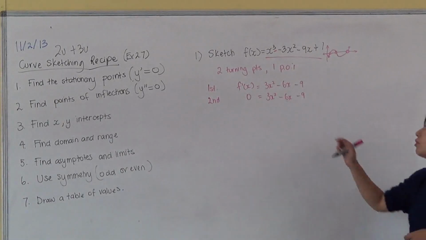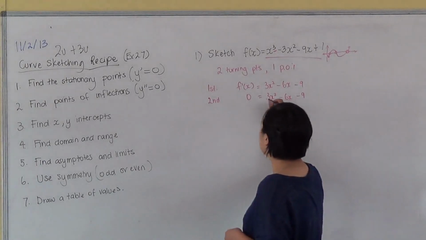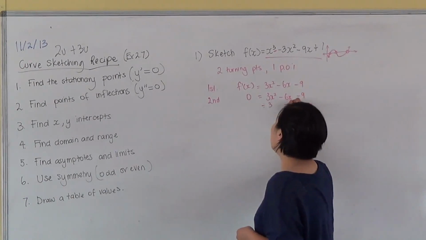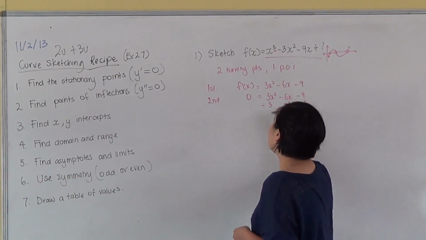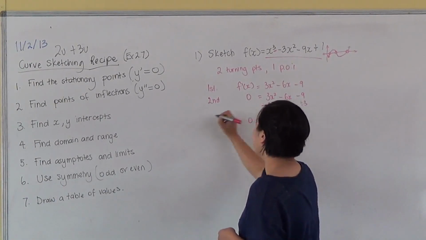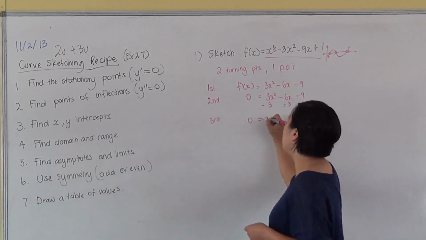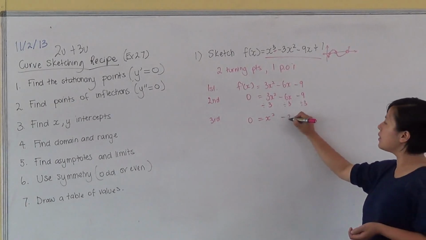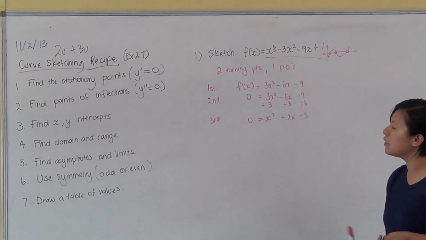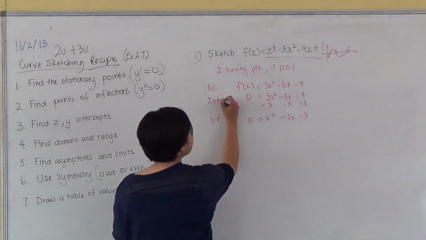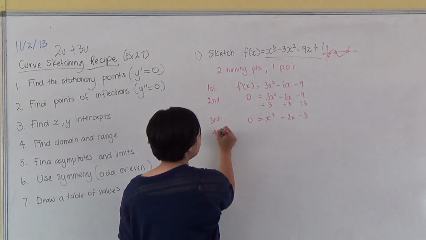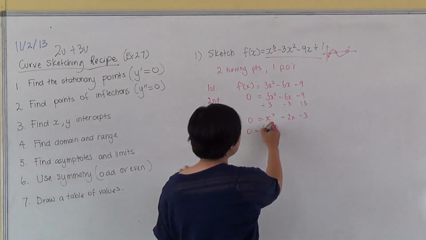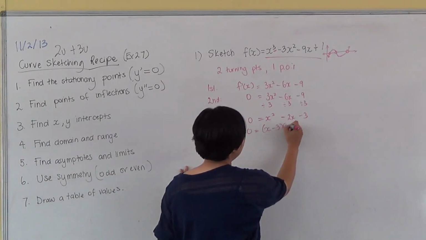I'm going to solve this quadratic equation by dividing by 3. Dividing everything by 3, we have the quadratic equation x squared minus 2x minus 3. I reckon this is really easy to factorise. What would it be? (x minus 3)(x plus 1).